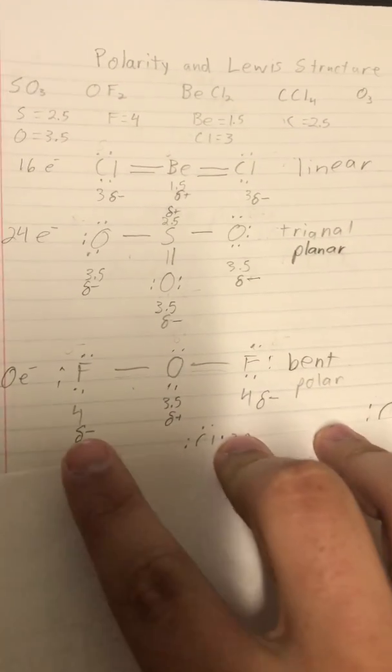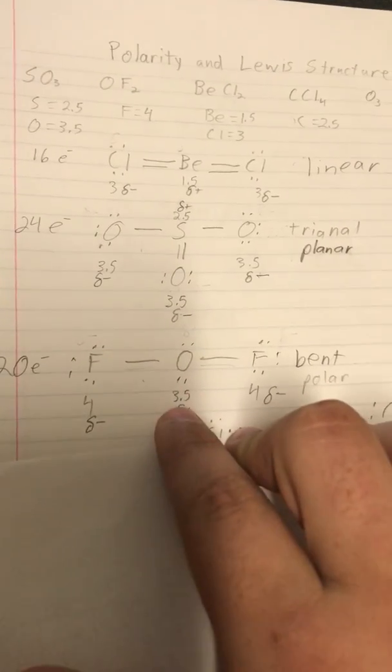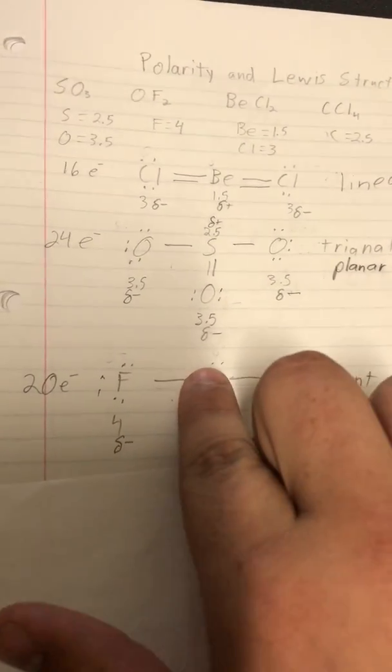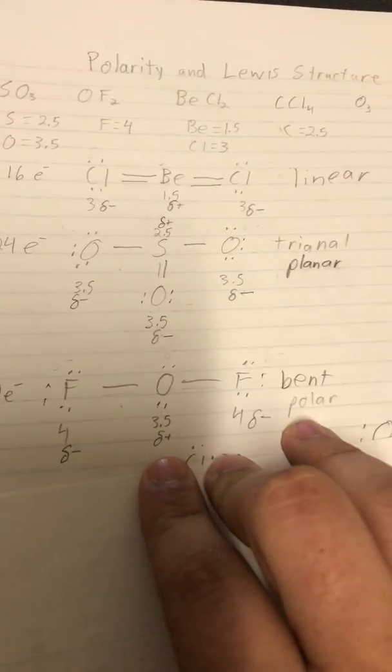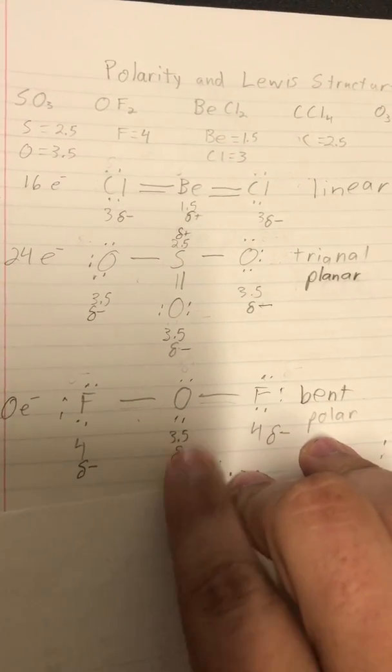This one, again, I found the electronegativities and drew the Lewis structure, but it is bent since it has nonbonding electrons on the center atom, and because it is bent, the charges on the two F atoms do not cancel, and it is polar.